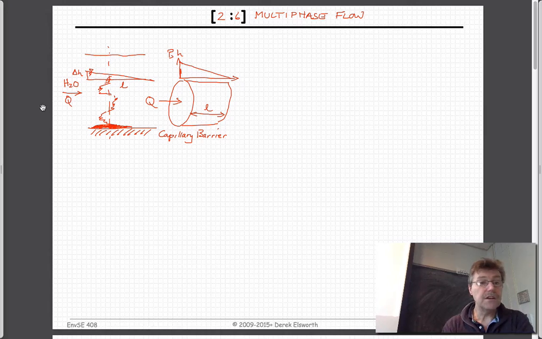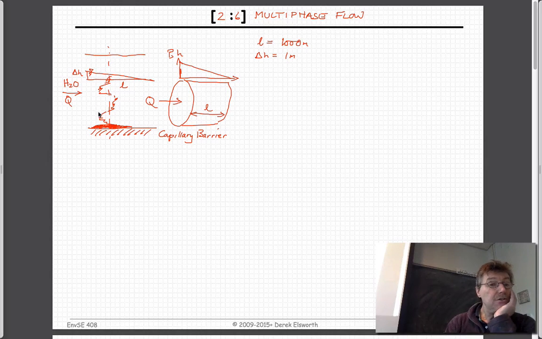So I don't know what those numbers are. We can put some numbers on them. It could be L is a kilometer. Change in head is a meter over a kilometer. That's a 1 in 1,000, a small gradient. And so I guess what we might be interested in figuring out is what is the downstream loading that you'd get if you pushed fluid through this? And how would we calculate what that downstream loading at some compliance point is?